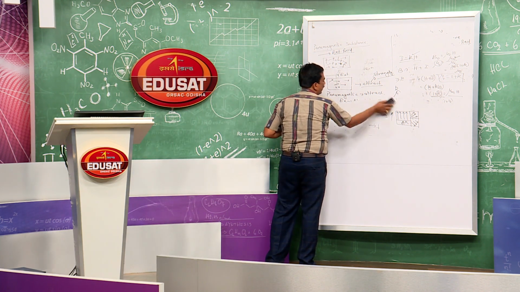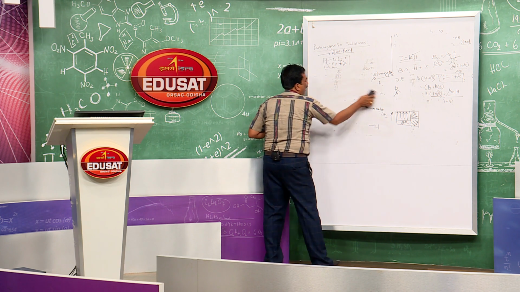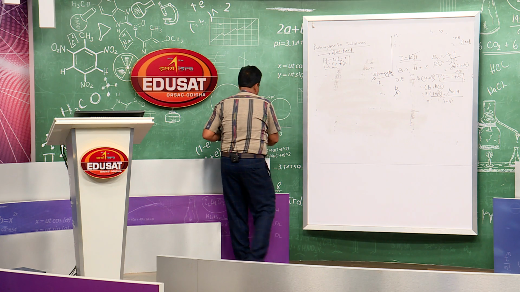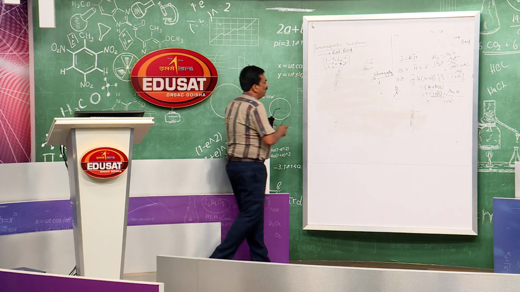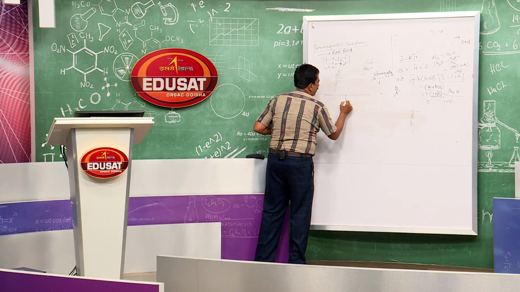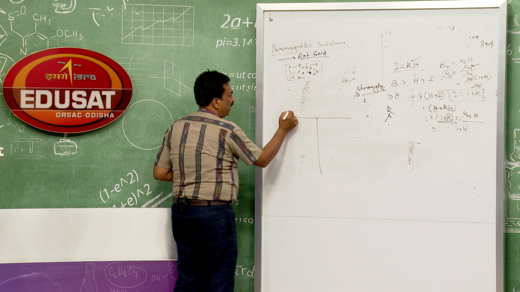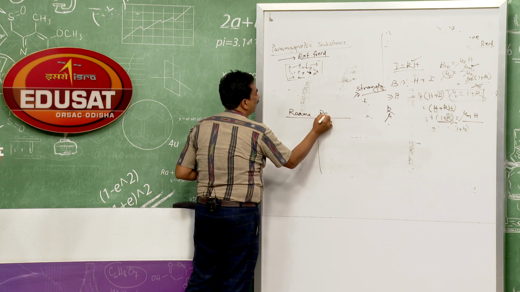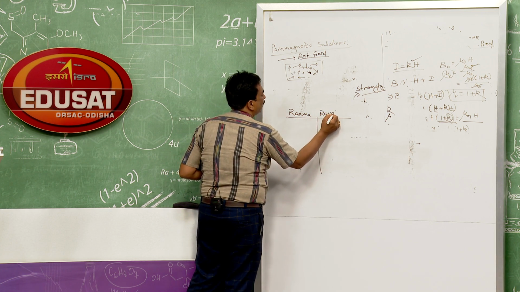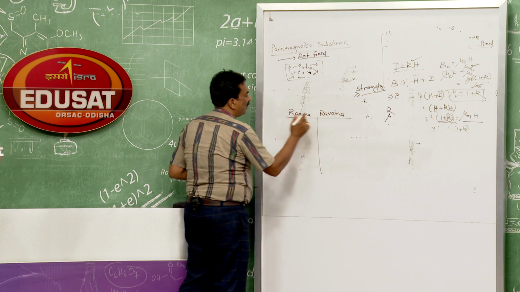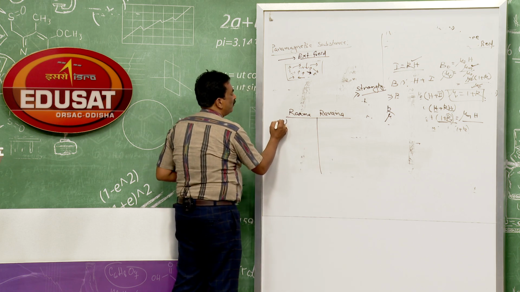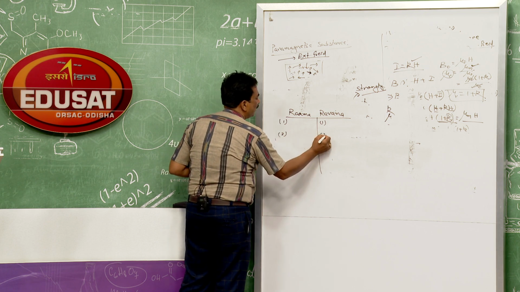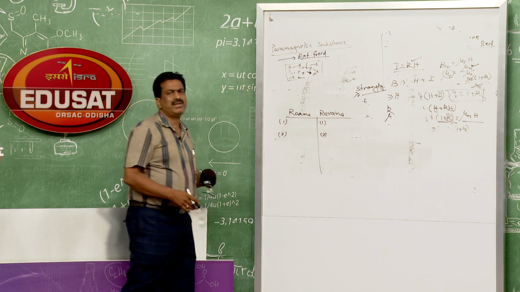Suppose the question is: what is the difference between Rama and Ravana? How will you give the answer? You will make a tabular form. In one column you will write Rama, and in another column you will write Ravana. Then, one by one, we write the properties.